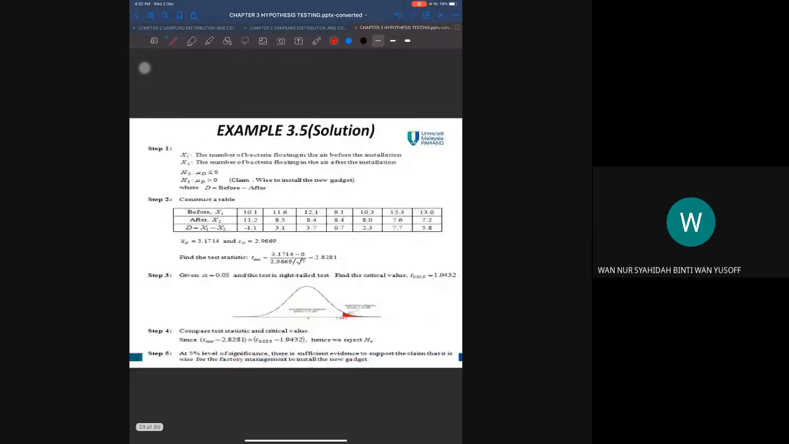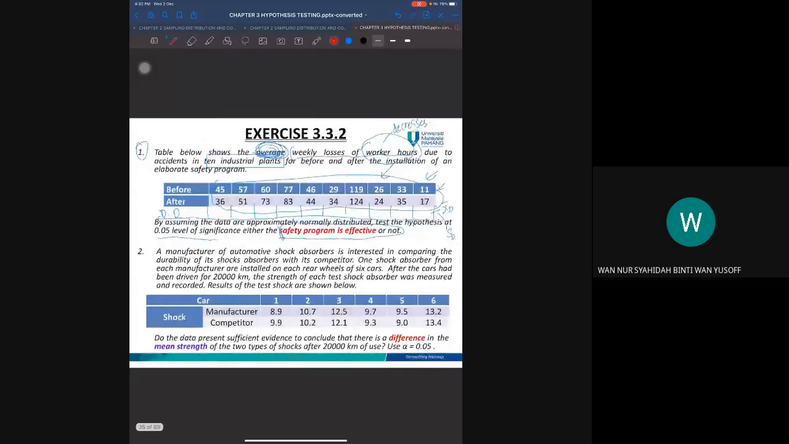So how do we formulate the hypothesis for the dependent sample? We start from independent sample. First we regard this one as an independent sample, and after that we transform into mu D. So let's take a look at number one here.